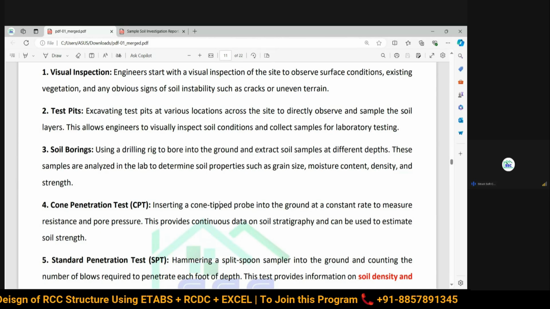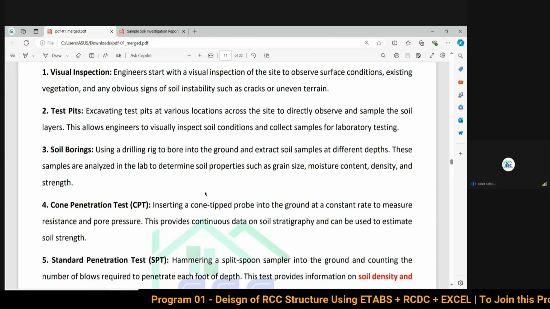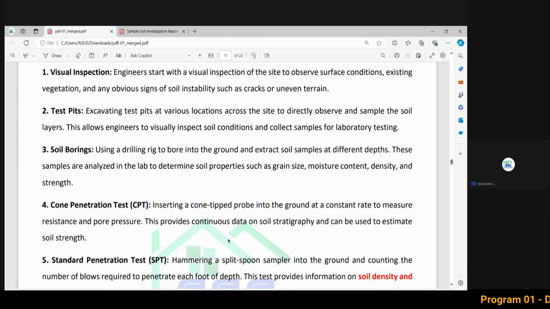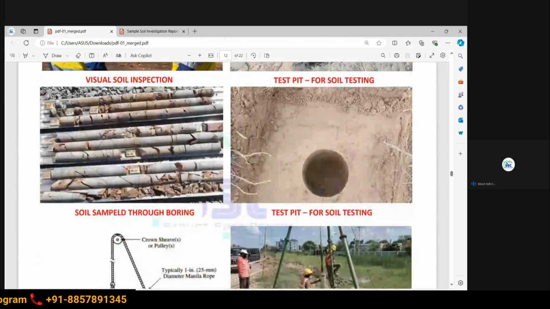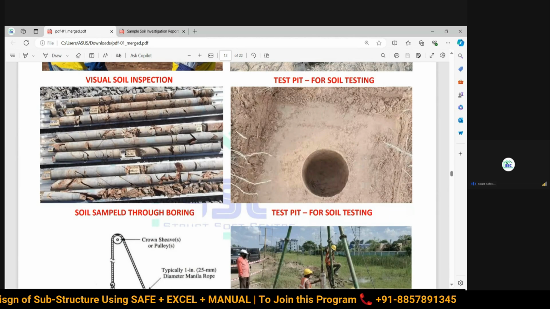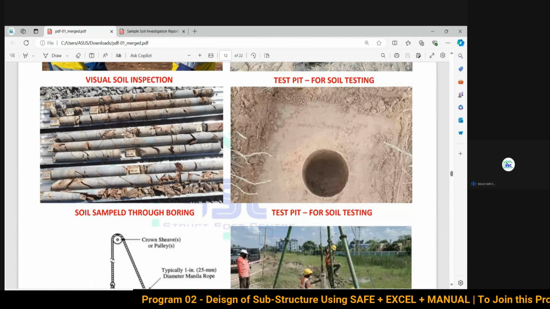And if you want to study layer by layer at a greater depth, in that situation we are going to do the soil borings and the standard penetration test. In that situation we collect the soil sample through the boring, and these samples are collected in the laboratory and the test is performed. So this is another method.